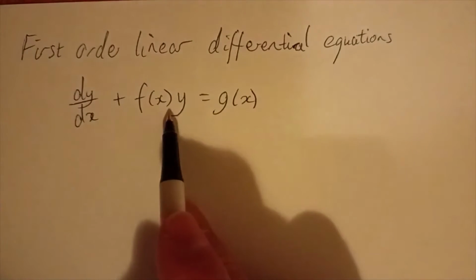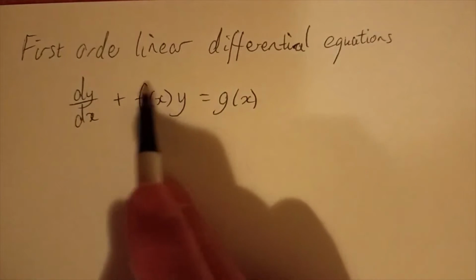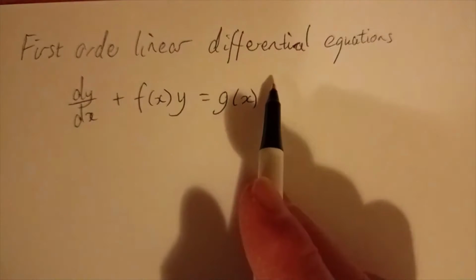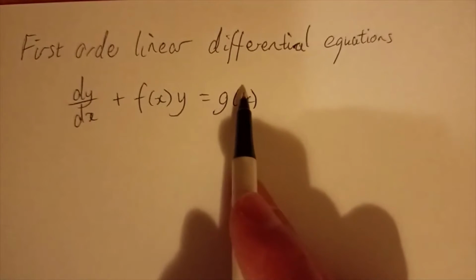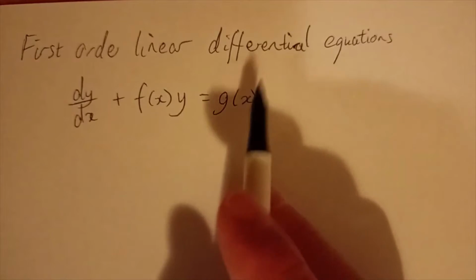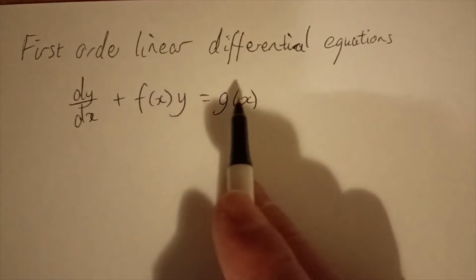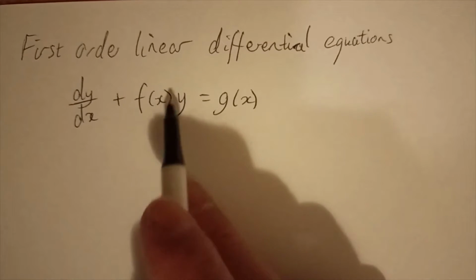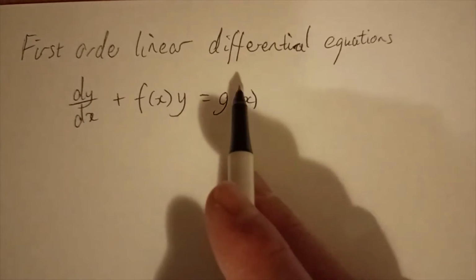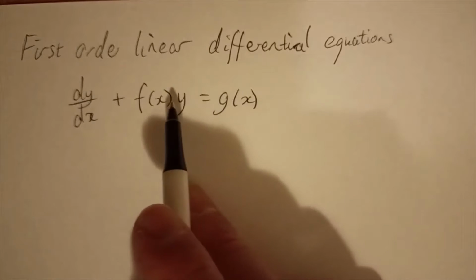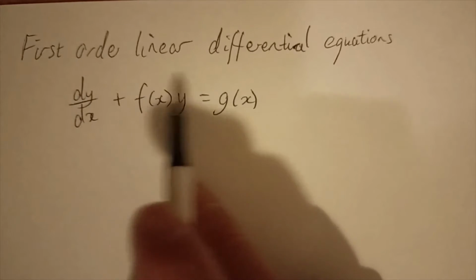And we've also got the function itself multiplied by some function of x equals some function of x. And these functions of x, they could be constants or they could vary depending on x. They could be a whole variety of functions, but they only depend on x, not on y.